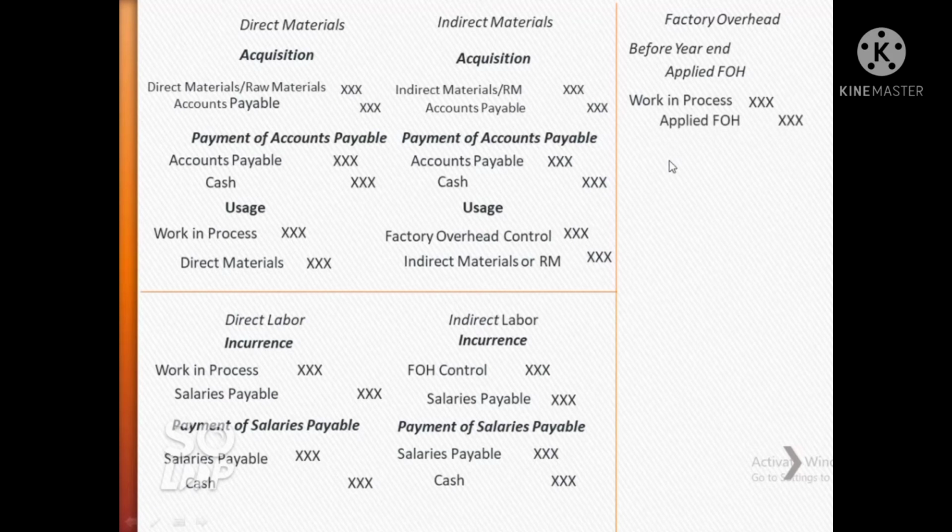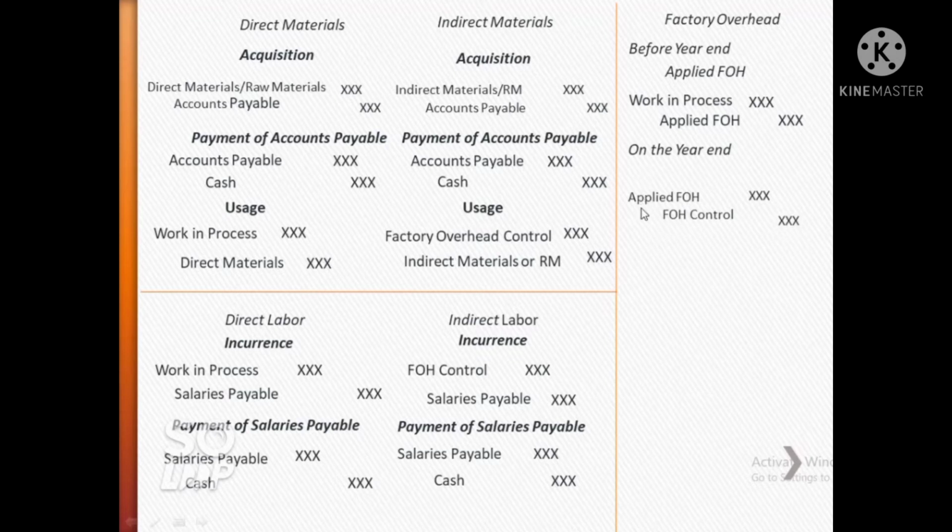Now, we are ready on how to reconcile the applied factory overhead and the factory overhead control. On year end, you need to close these two. So what are you going to do? You debit the applied factory overhead because its normal balance is credit, so we need to debit it to close it. And the factory overhead control, which is the representative of the actual indirect labor and indirect material cost, will be credited to close it.